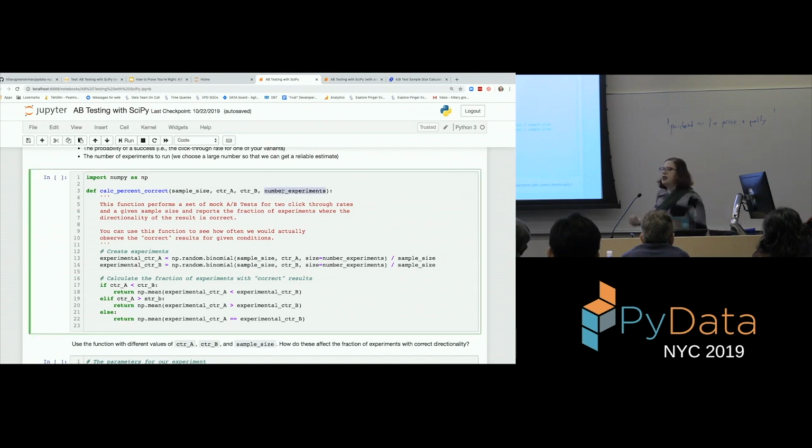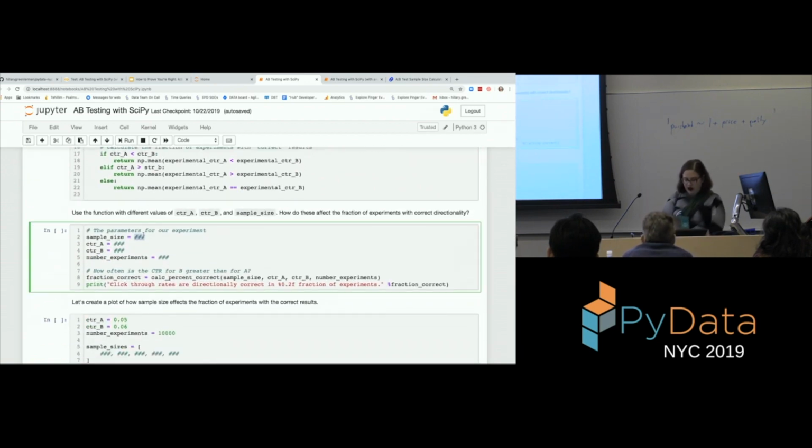Number of experiments would be how many times we run the A-B test. So, you know, imagine that we could run the A-B test not once, but 1,000 times with all of the same sample size. What this function will then tell us is how many times the directionality of our observation matches the empirical truth. So for instance, if we go down here, let's say we have a relatively small sample size, like 500. And let's say that our click-through rate for A is 5% and for B is 6%. So this is the ground truth. If we had an infinite size sample, A would have a 5% click-through rate, B would have a 6% click-through rate, B is better than A.